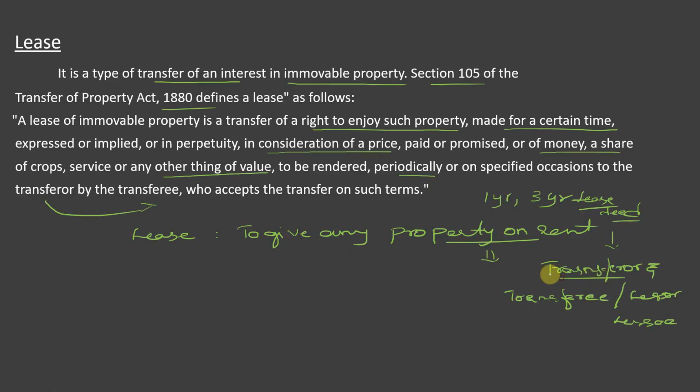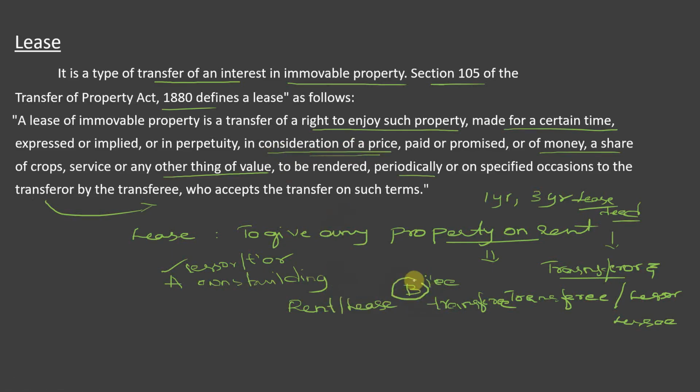So here, transferor is the person who transfers the property. For example, A owns a building, so he gives it on rent or lease to B. So here A is called the lessor or transferor and B is called the lessee or transferee. So in return, a consideration shall be paid. So B shall pay some consideration to A.